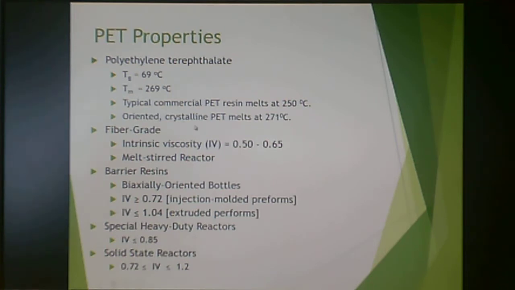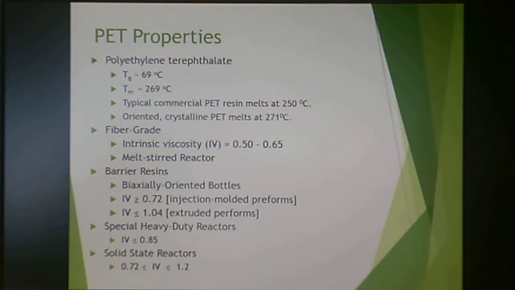You can create fibers out of it because it has the ability to be semi-crystalline, so you can orient it and you can create something that's crystalline and appropriate for making fibers. So if you have something that is a polyester blend, you're talking about PET. It's the same polymer that you're using for your beverage bottles, it's just in fiber form as opposed to beverage bottle form. And it is in its crystalline state. The fact that this has the ability to be semi-crystalline gives those fibers good tensile strength, which is advantageous for textiles. In the fiber grade, you have an intrinsic viscosity of 0.5 to 0.65, and this is made in a melt-stirred reactor.